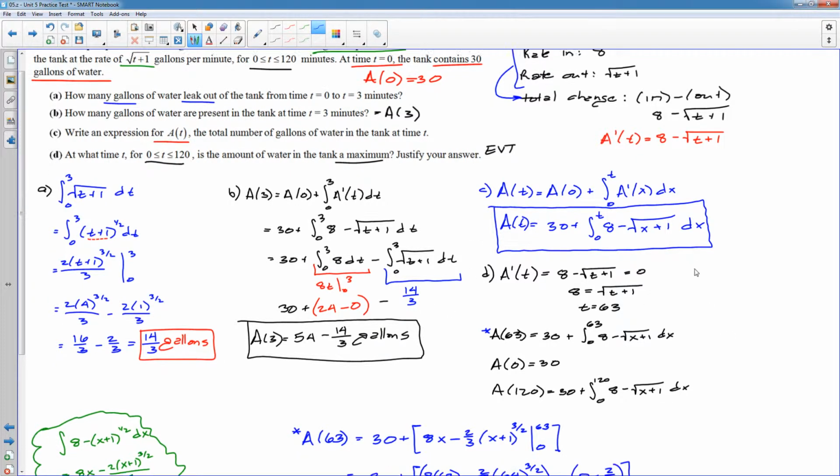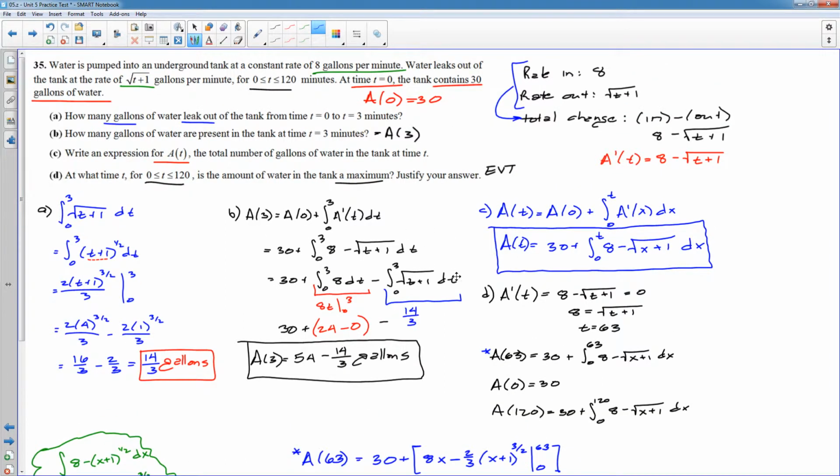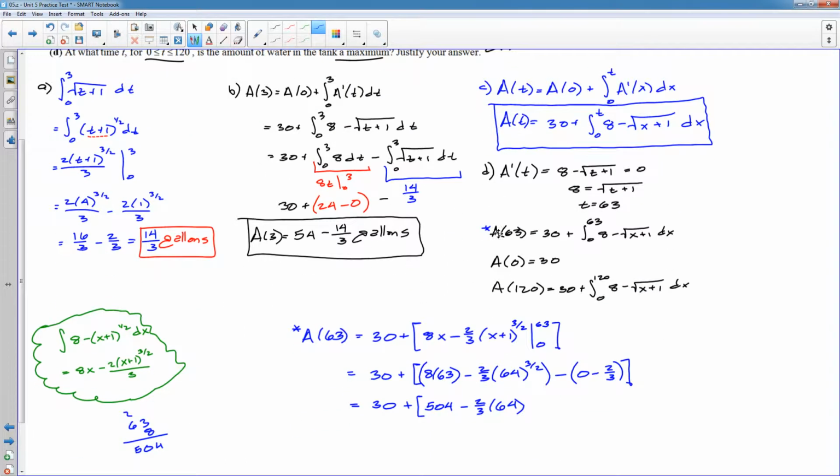But I started working this problem out, and my setup was fine. There was nothing wrong with what I did. As I started working this out, you can see right here, down here, I started working A of 63. I found the antiderivative right here, so I could use the antiderivative for both A of 63 and 120. However, the arithmetic on this gets absolutely brutal, and this is a non-calculator question.